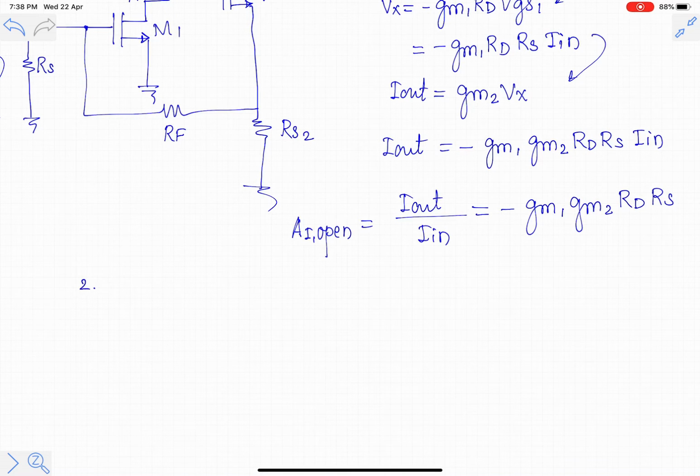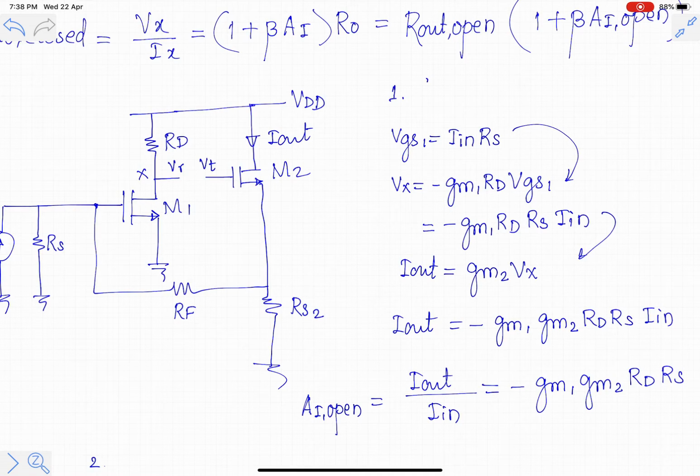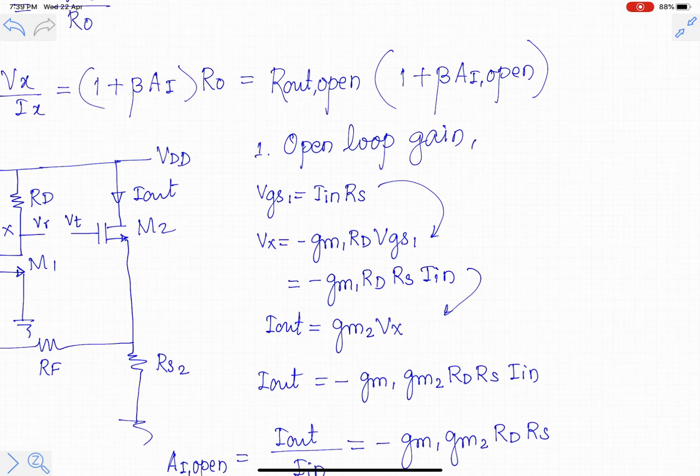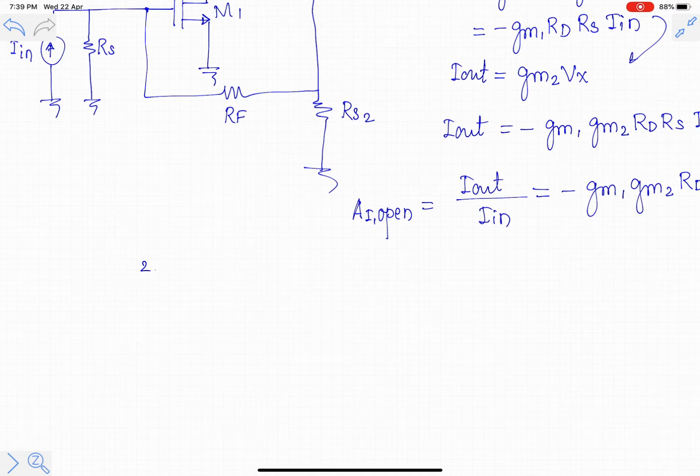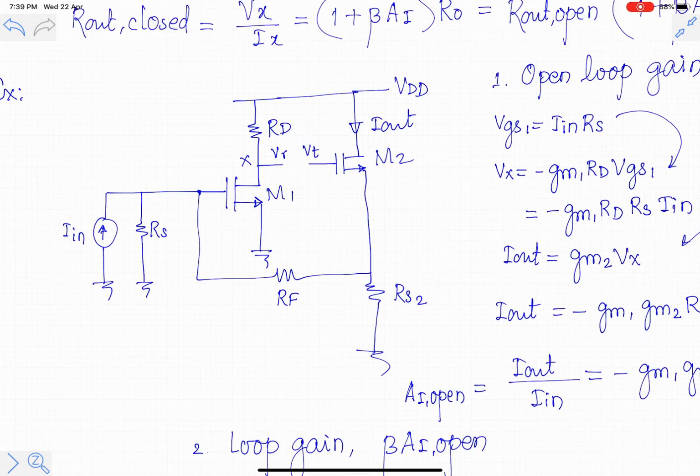So the first parameter is the open loop gain, which is called AI open. We have found it out. Now we have to find out the second parameter, that is loop gain. Loop gain is beta into AI open. For this we have broken the feedback. We applied the test voltage Vt in the proper direction. We have to find out VR, and minus VR by Vt is the loop gain.